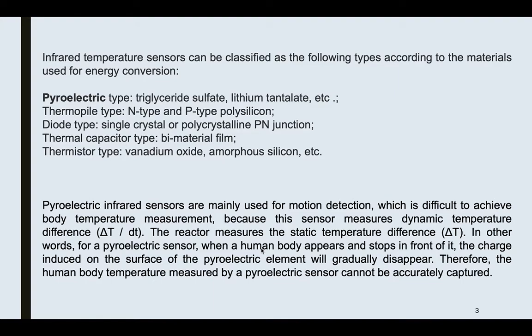type and p-type polysilicon, diode type, single crystal and polycrystalline p-n junction, thermal capacitor type, bimaterial film, and thermistor type, vanadium oxide, amorphous silicon, etc. Pyroelectric infrared sensors are mainly used for motion detection, and it is difficult to achieve body temperature measurement because this sensor measures dynamic temperature difference. The thermopile measures the static temperature difference.